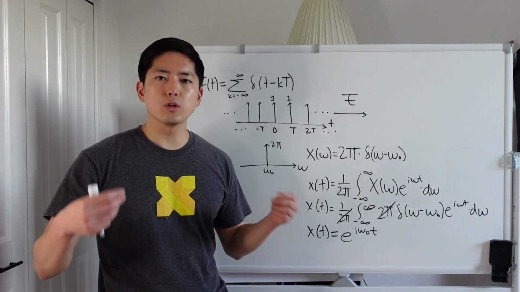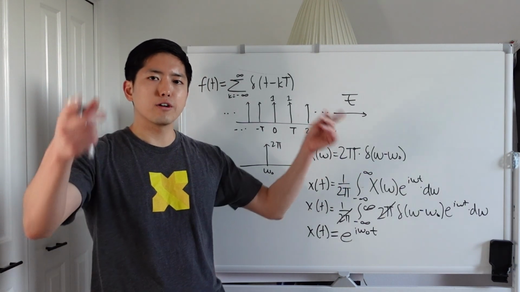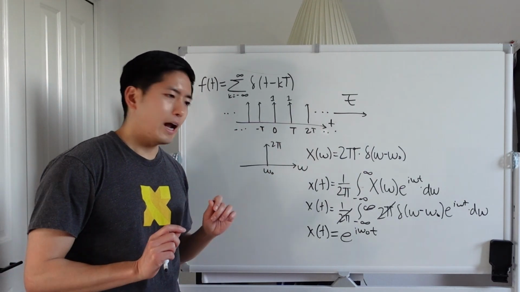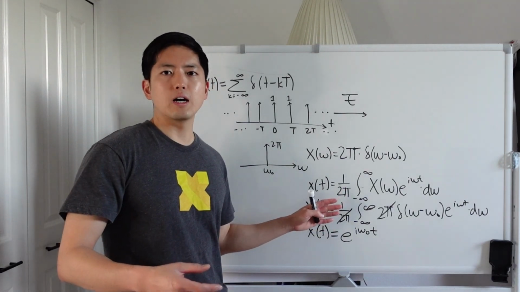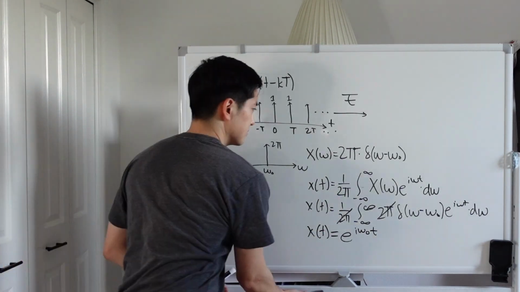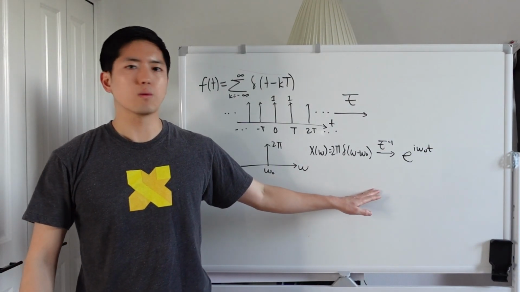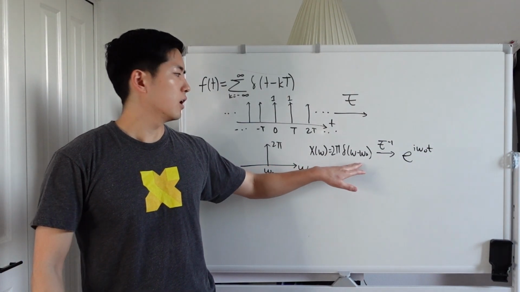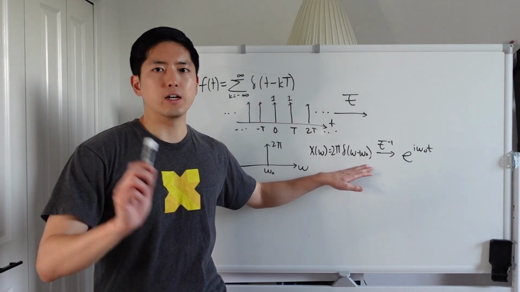If I have an impulse shifted at omega naught, scaled by 2 pi, and convert that to the time domain, I actually get e to the i omega naught t. Let me clean this up and write it so it's a little more clear. I just summarized the result right here. The inverse Fourier transform of this impulse is this exponential. Now that we have this, consider the next scenario.